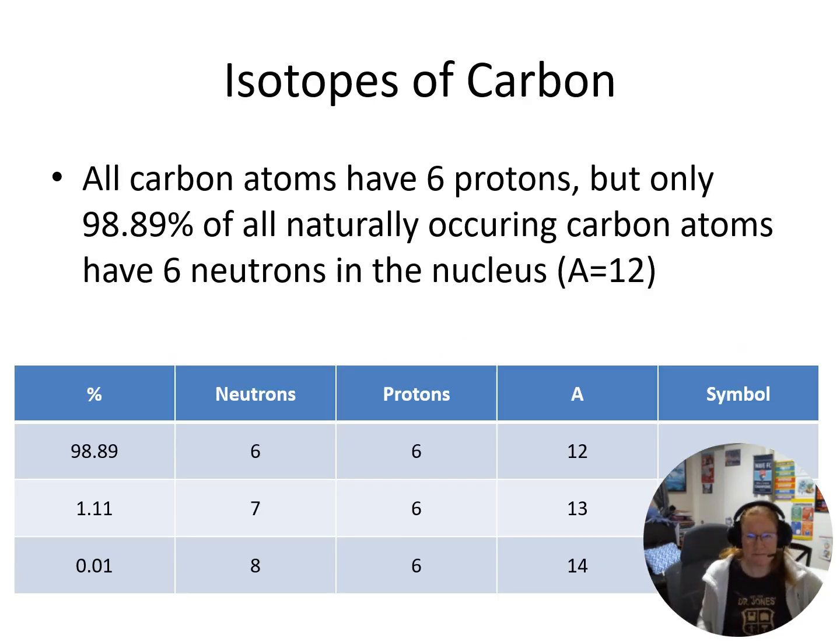Okay, so we've got our carbon isotopes: carbon 12, carbon 13, and carbon 14. Carbon 14 is our radioactive one. It's the one used in radiocarbon dating. We looked at the symbols of those in the previous video, so you can fill those symbols in.